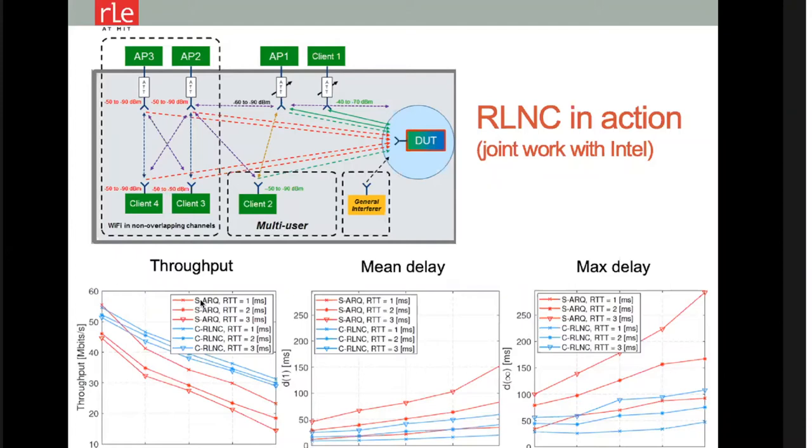ARQ is a system where a lost packet is repeated through a system of acknowledgments. It's the workhorse of wireless protocols at lower layers, such as in Wi-Fi, and also at higher protocol layers, in transport protocols such as TCP/IP. What you can see is that the throughput increases even in a point-to-point system. The mean delay is also improved, and the max delay is also improved. The mean delay is in effect the inverse of the throughput. The max delay is really what I care about for timely delivery, for instance, for streaming applications.